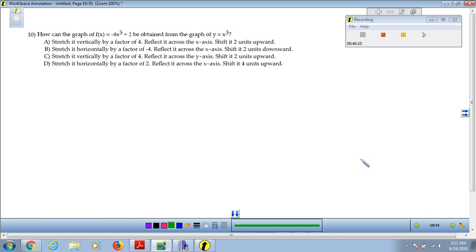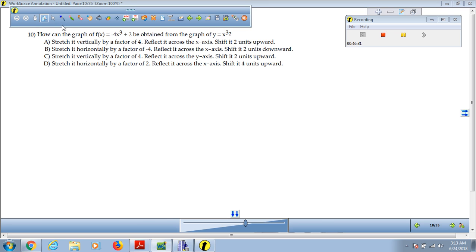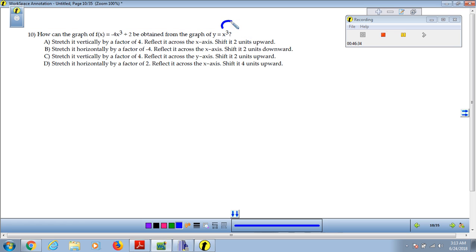Question 10 says, how can the graph of f of x equals negative 4x to the third plus 2 be obtained from the graph of y equals x to the third? So this is talking about transformations. So let's say that this is the original, the parent function, the given function, or however you want to call it. How do you know which one is the original? The simplest one, the shortest one.